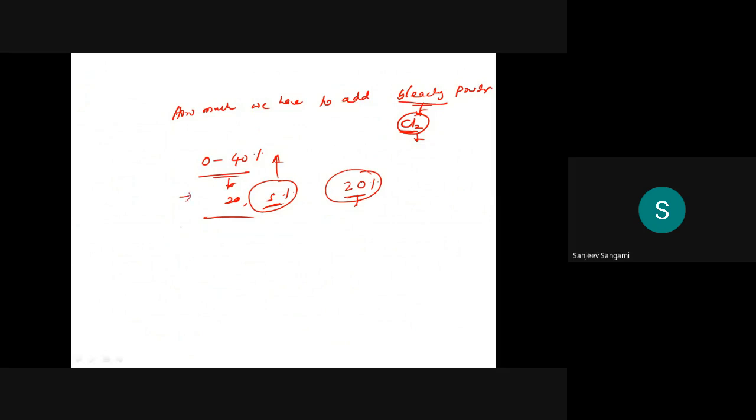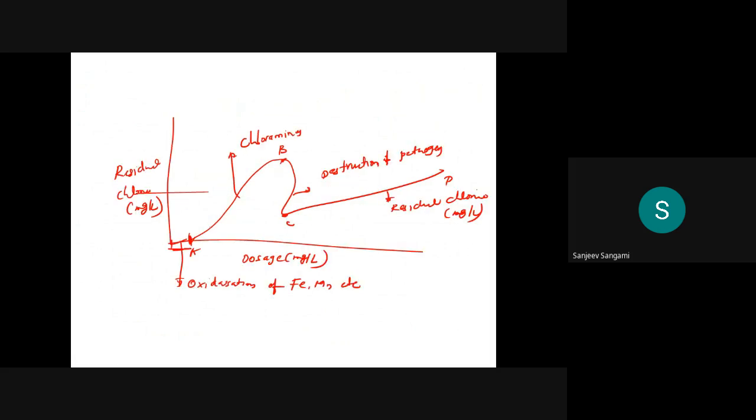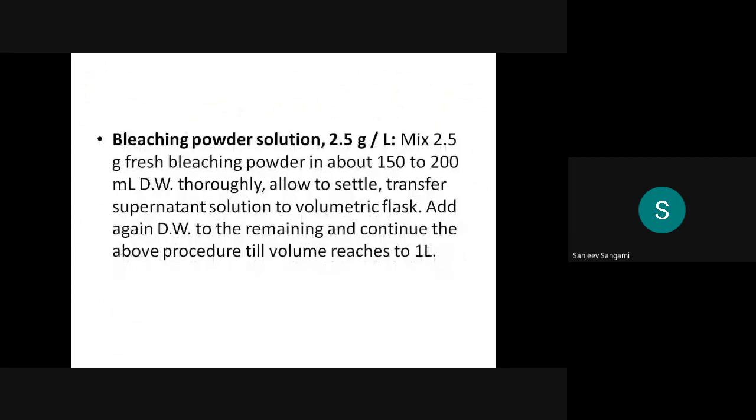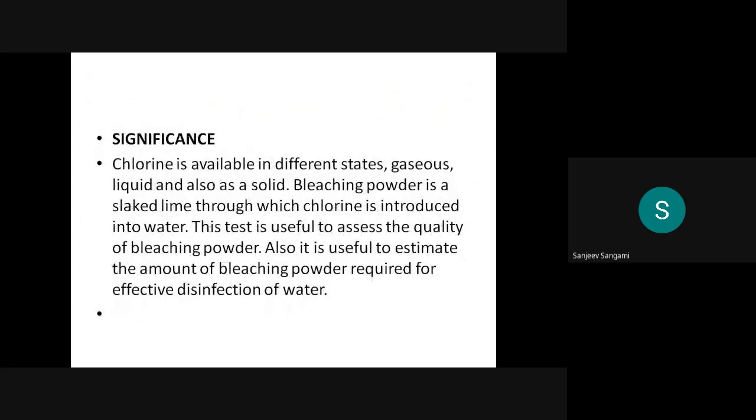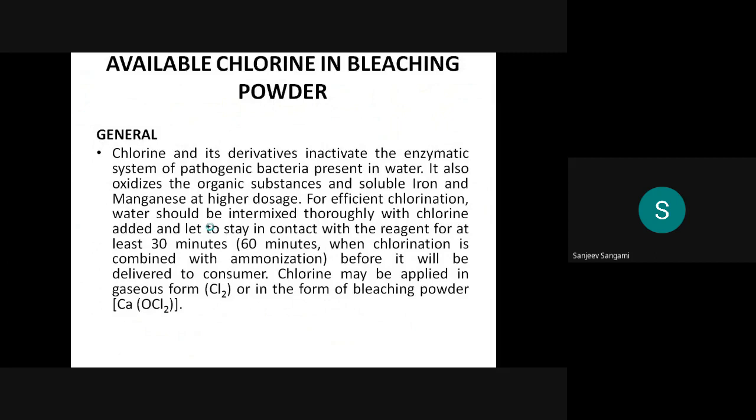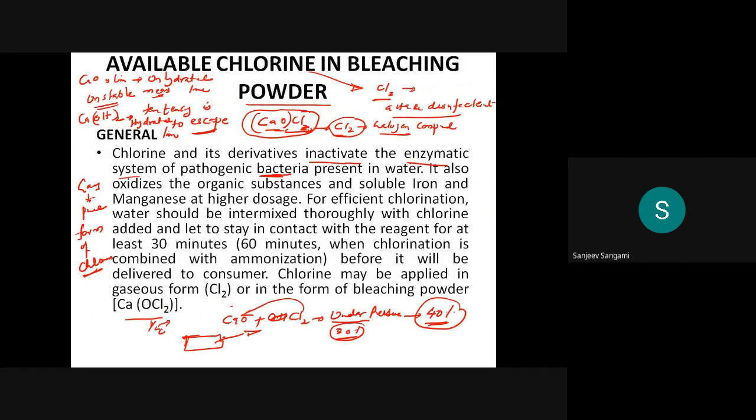And the second thing is that some pathogens may require more chlorine, or some pathogens may require less chlorine, to deactivate the enzymatic activity of their metabolism. For that reason we have to do this experiment. In the water treatment process, this plays a very important role. It also oxidizes, as I already explained, organic substances, and soluble iron and manganese at higher doses.